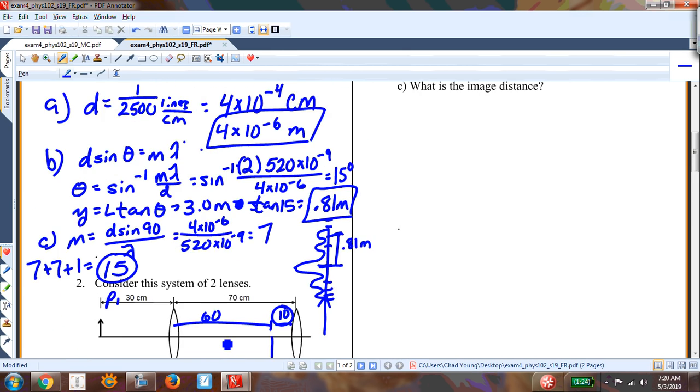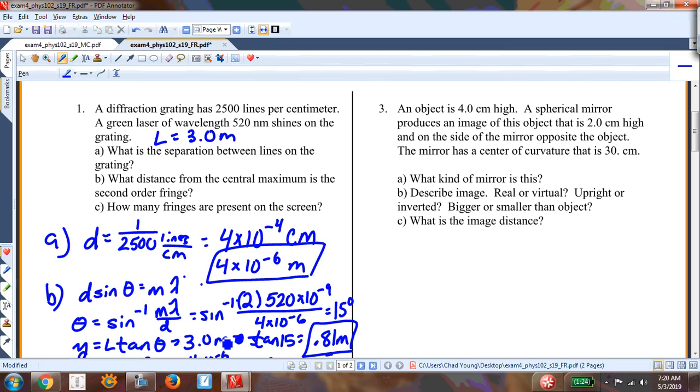All right, and then here an object is 4 centimeters high. Height of the object is equal to 4. A spherical mirror produces an image of this object that is 2. So height of the image is 2. And on the side of the mirror opposite the object, that tells me that Q is a negative number, that this is a virtual image. And the mirror has a center of curvature that is 30 centimeters. So C is equal to 30 centimeters.